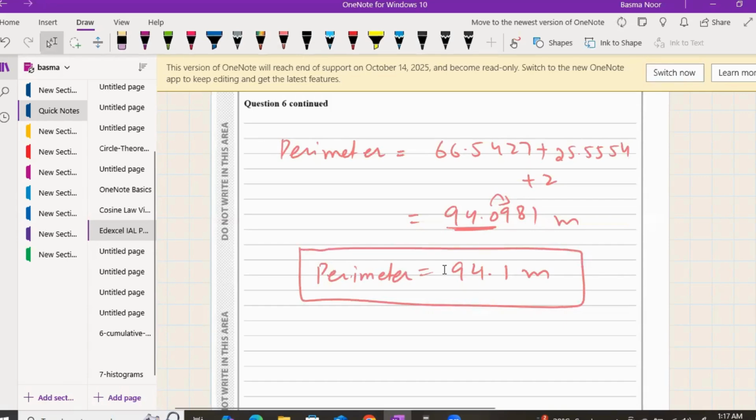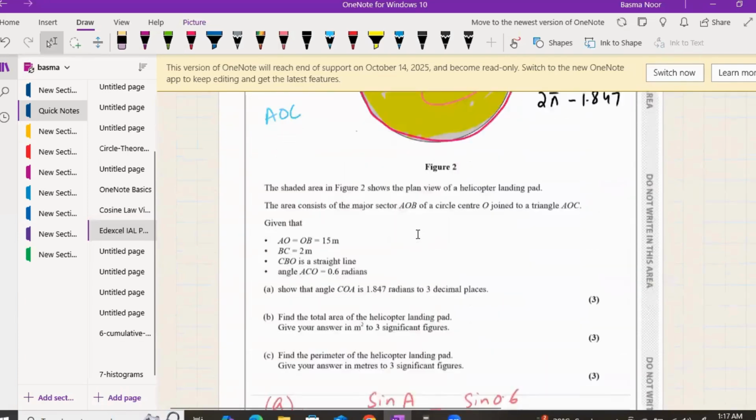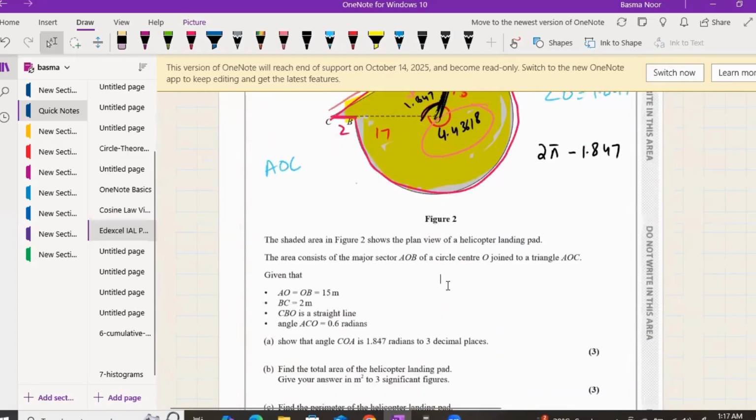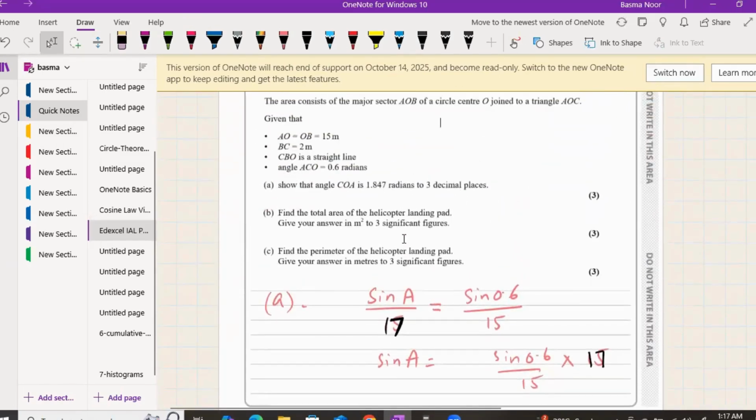We are done with question 6. It was a bit lengthier one, and let me show you as a whole. This is the whole question number 6, which is worth 9 marks.